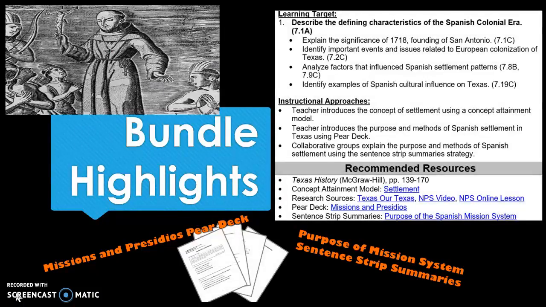Your students are going to love the Missions and Presidios Pear Deck and the sentence strip summaries that allow them to understand the purpose of the mission system.